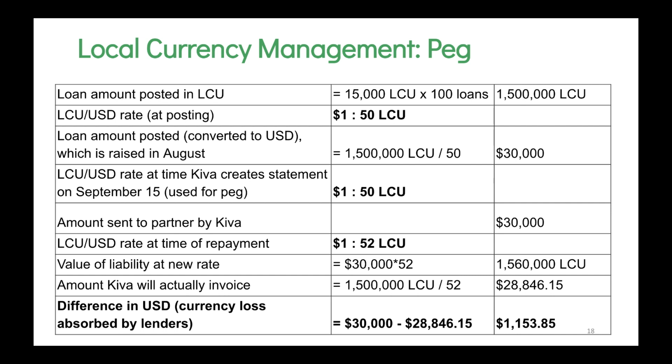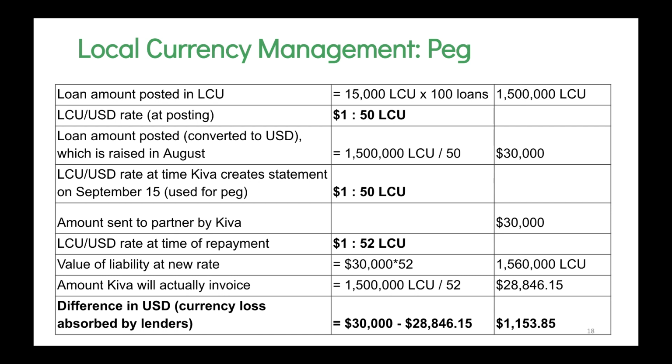By the end of September, Kiva sends 30,000 US dollars to the partner, which is equivalent to 1,500,000 local currency units. By the time the loans are due to be repaid to Kiva, the US dollar to local currency unit rate changes to 1 US dollar to 52 local currency units. Previously, in order to send 30,000 US dollars back to Kiva at the new exchange rate, the partner would need to pay 1.56 million local currency units back to Kiva.